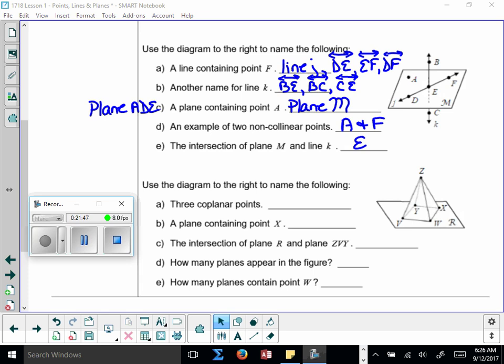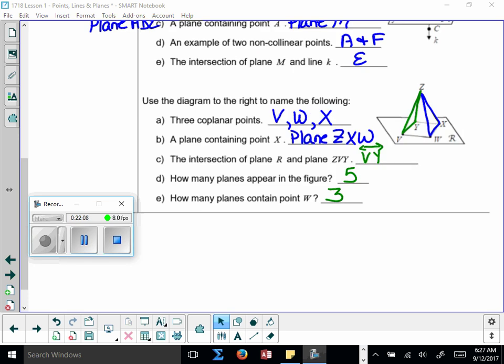We had to pick, if we didn't choose plane M, with that being the cursive letter up there, three non-collinear points. So ADE, AEF, ADF, it just gets to be too much to list. Try the next set, pause your video.